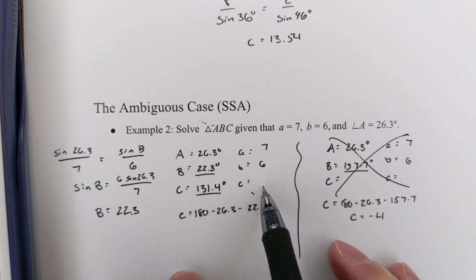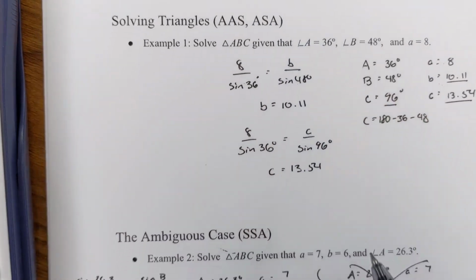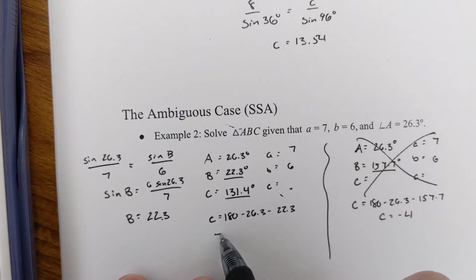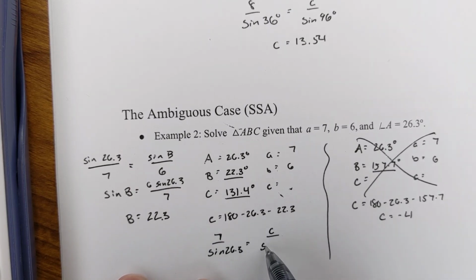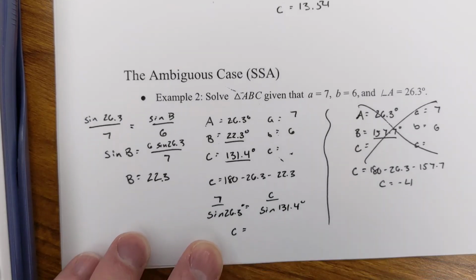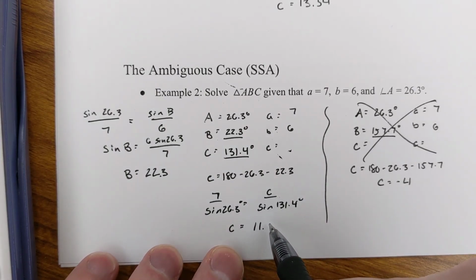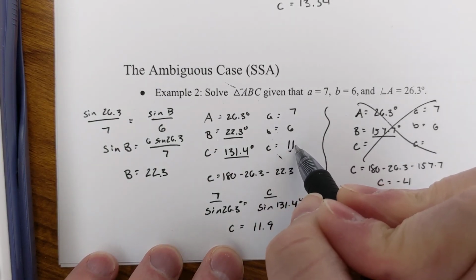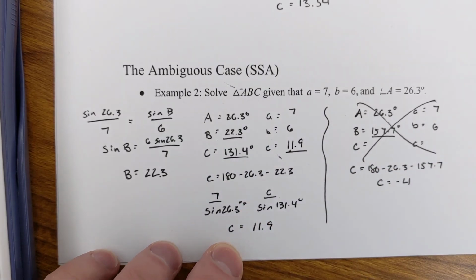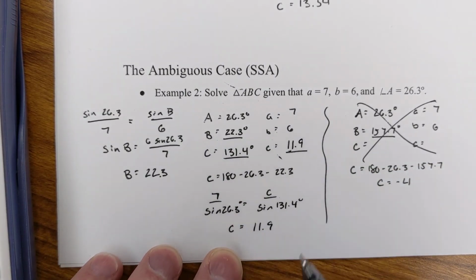So over here, I just come back and finish out little c. So to do that, since I'm looking for sides, I'm going to go back to putting the sides on top. I am going to use my a fraction, so 7 over sine 26.3 equals little c over sine 131.4. And then in the interest of space on my paper, 7 divided by the sine of 26.3 times the sine of 131.4 gives me 11.9, we'll call it, since we're rounded to the 10th place everywhere else. So those are my solved triangles.